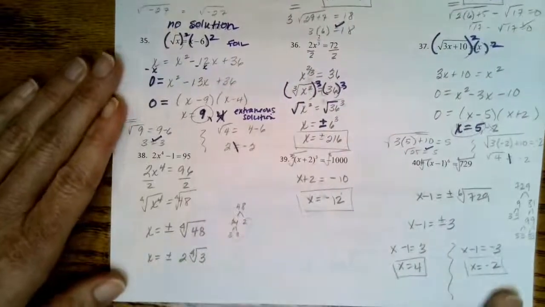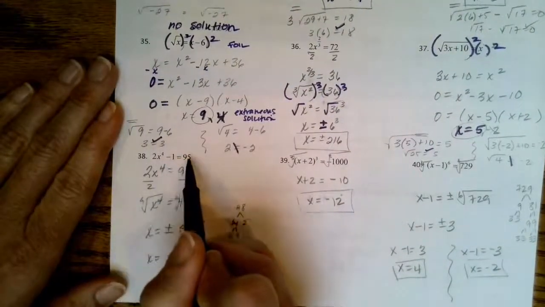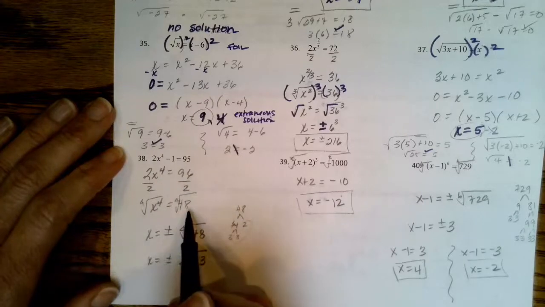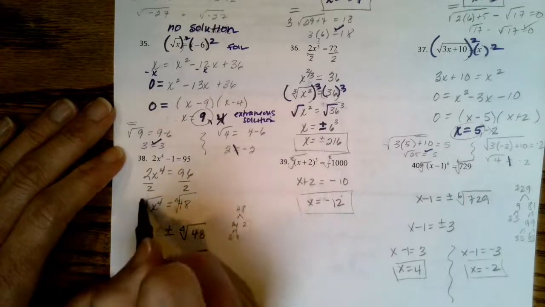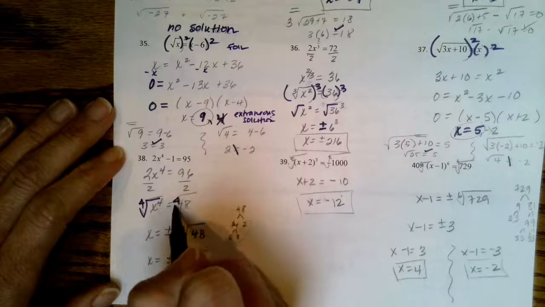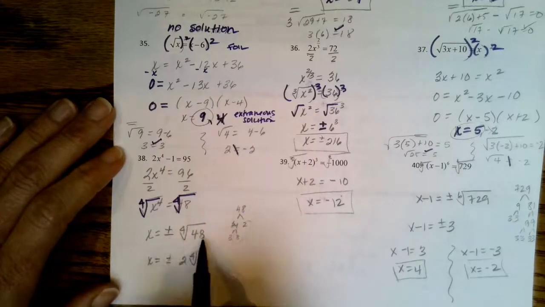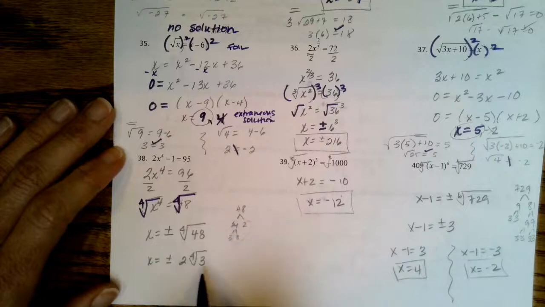When I look at 38, add 1 to each side to get 96. Divide by 2, x to the 4th is 48. I took the 4th root of each side, and that would give me plus or minus 4th root of 48. And of course, I can simplify that.